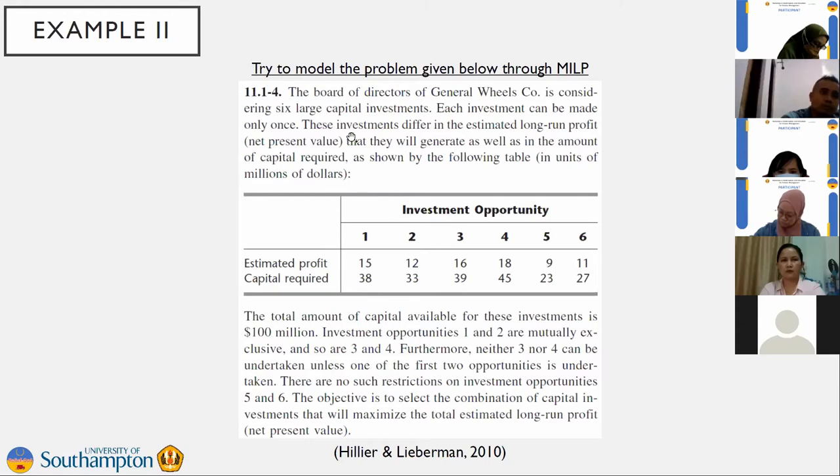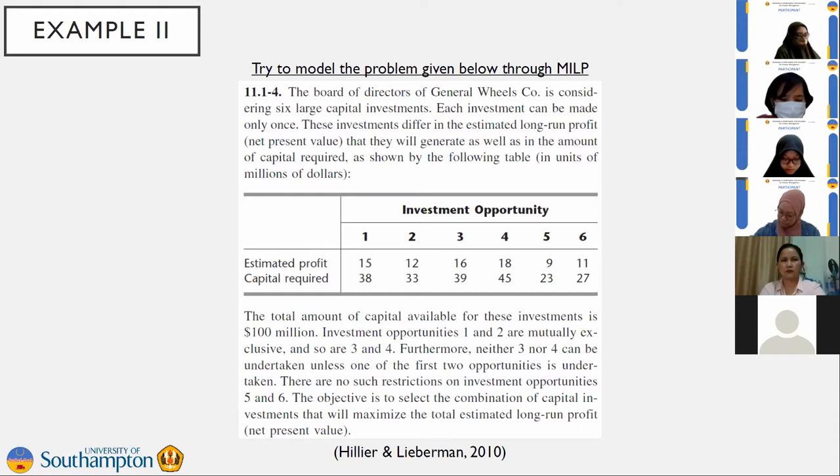So if you read here, the problem is actually, we need to find the problem first. What needs to be solved, and then they want to find out where to invest based on the capital that they have, which is $100 million. So based on this amount of money, they want to decide where to invest so they can maximize the estimated profit. And that becomes our aim.